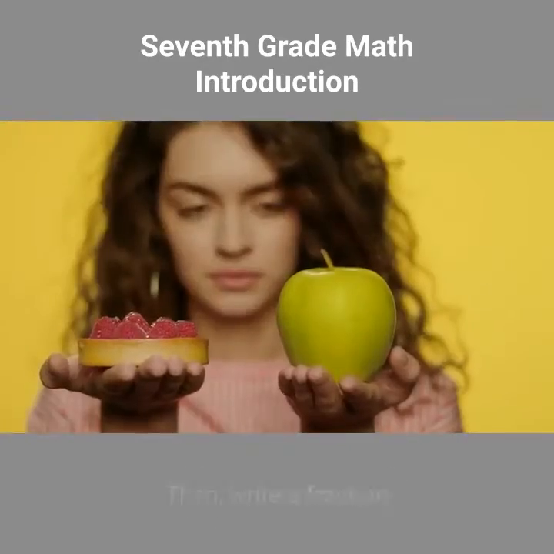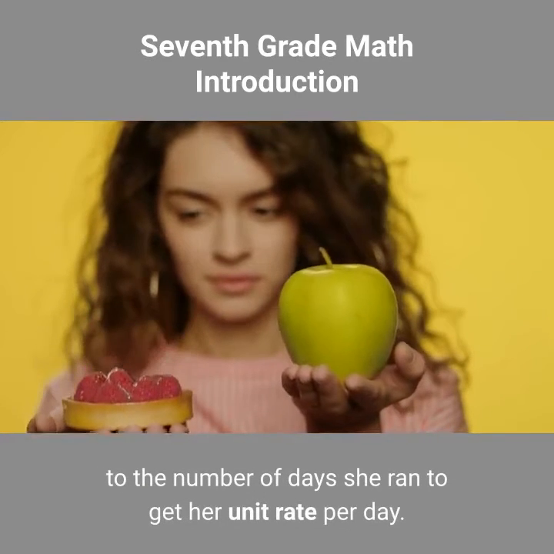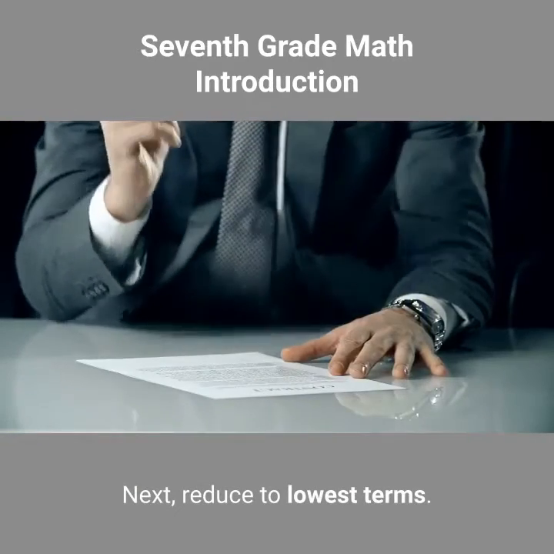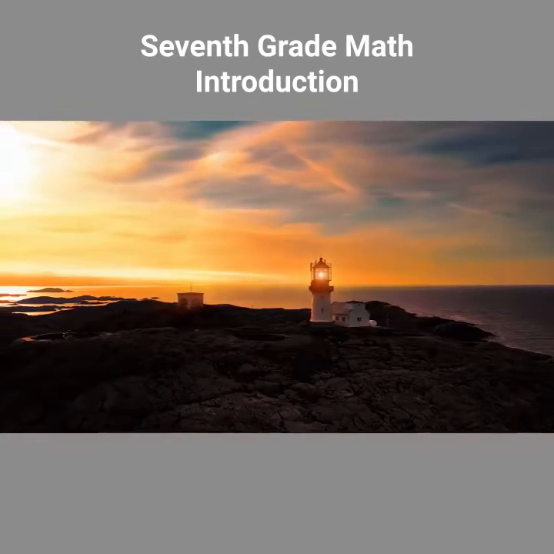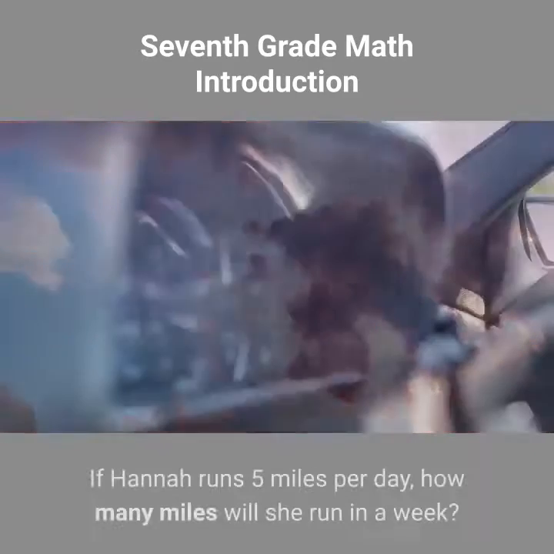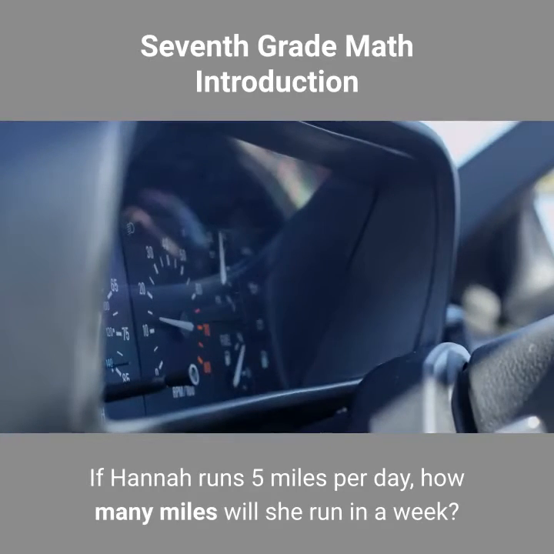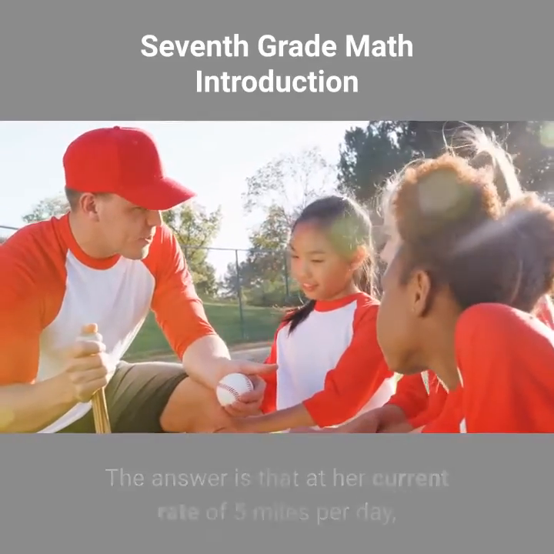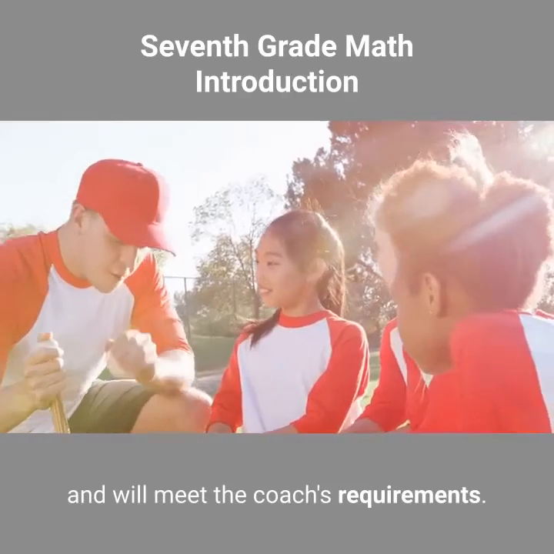Then, write a fraction that compares the number of miles Hannah has already run to the number of days she ran to get her unit rate per day. Next, reduce to lowest terms. Hannah has run 5 miles per day. Then, think. If Hannah runs 5 miles per day, how many miles will she run in a week? The answer is that at her current rate of 5 miles per day, Hannah will run 35 miles per week and will meet the coach's requirements.